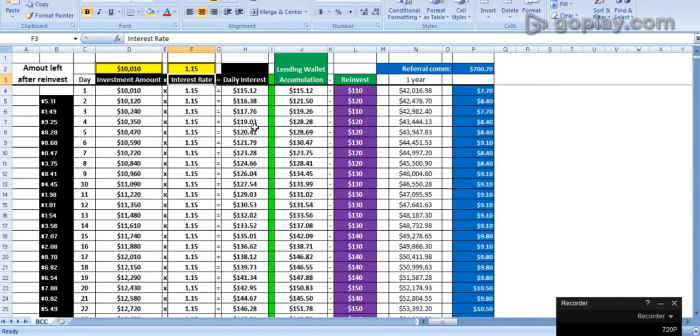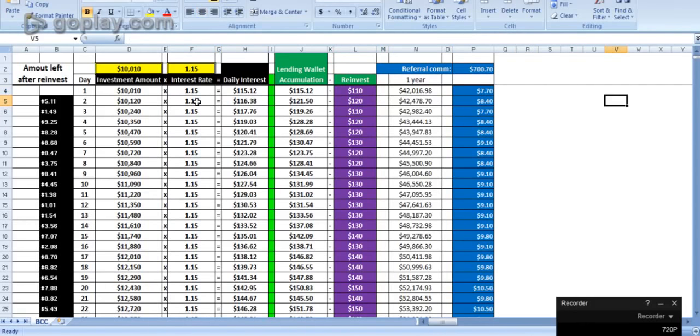Now this one gets ridiculous how much money you make if you get in at this level. I mean, you skip years of the other one. You put in your 10,010. You're immediately making daily interest of $115.12. You're able to make daily reinvestments of $110 immediately the first day. You'll start to get these payments 24 hours after you make your initial loan.